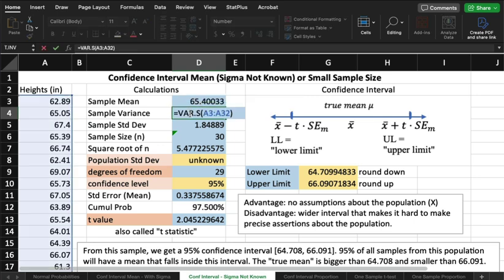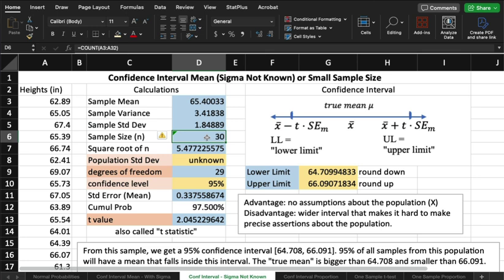To calculate the sample variance, again, we use the Excel formula var.s. You have to type an equal sign in front of any formula that you use in Excel, and then your data goes inside the parentheses. In cell D5, to calculate the sample standard deviation, we just take the square root of that number that we just calculated in D4. So in cell D5, type equals SQRT, parenthesis D4, close parenthesis.